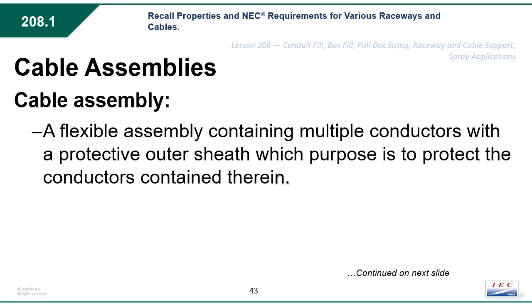A cable assembly is not a raceway. It's a flexible assembly containing multiple conductors with a protective outer sheath, whose purpose is to protect the conductors contained within. Now, the difference between MC cable and flexible metal conduit is that the cable assembly has been pre-manufactured with the conductors in them, whereas with flexible metal conduit, you're installing the conductors yourself and have the ability to remove one or more individual conductors at will. Whereas a cable assembly is typically braided together and you aren't able to remove just one conductor, typically.